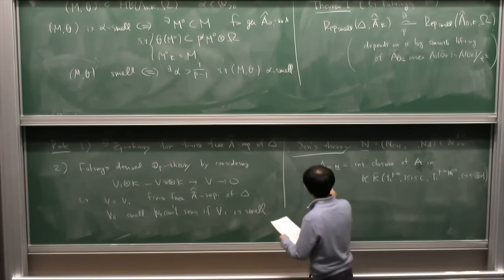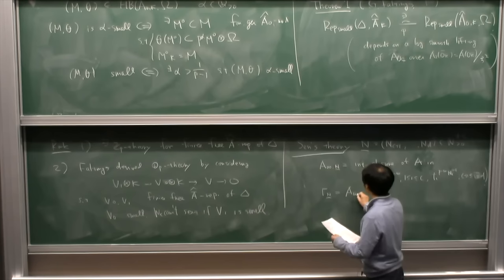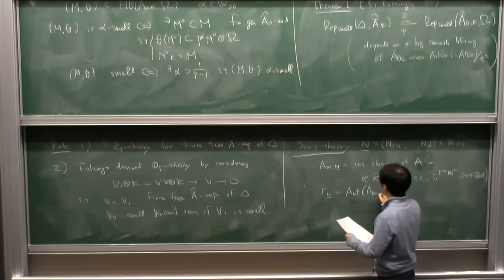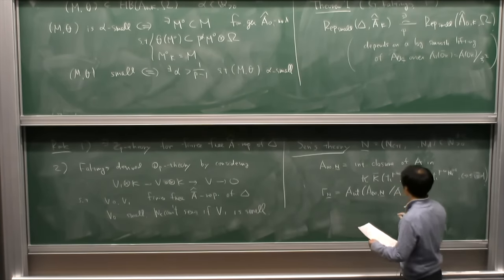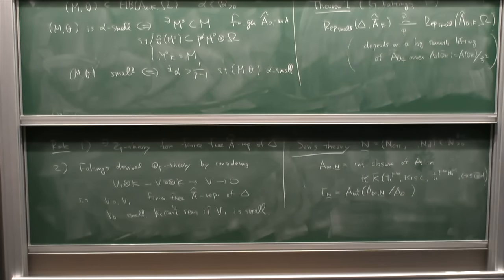And then I define gamma n bar as the automorphism of this algebra over A0. So you wrote n bigger than 0? No. D minus C. D minus C.